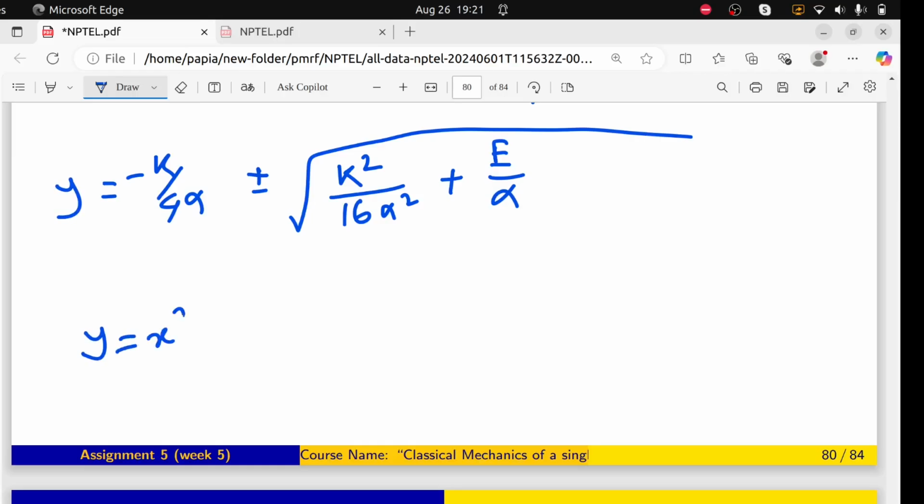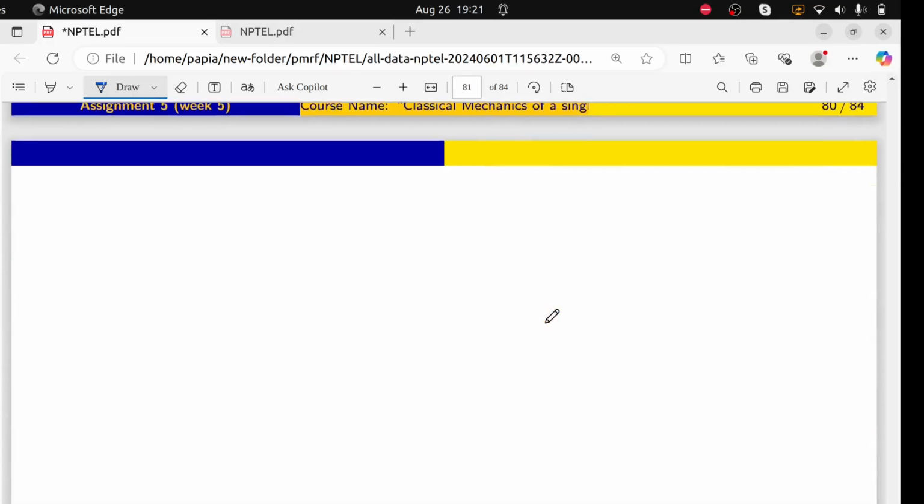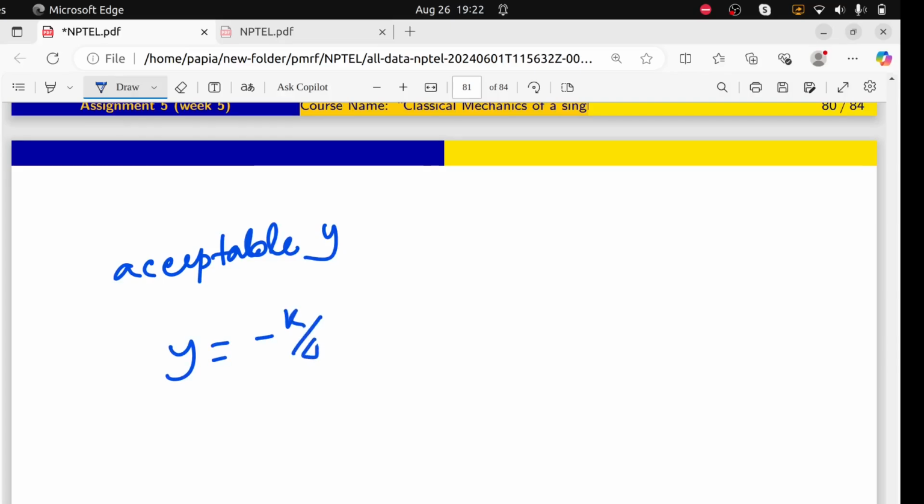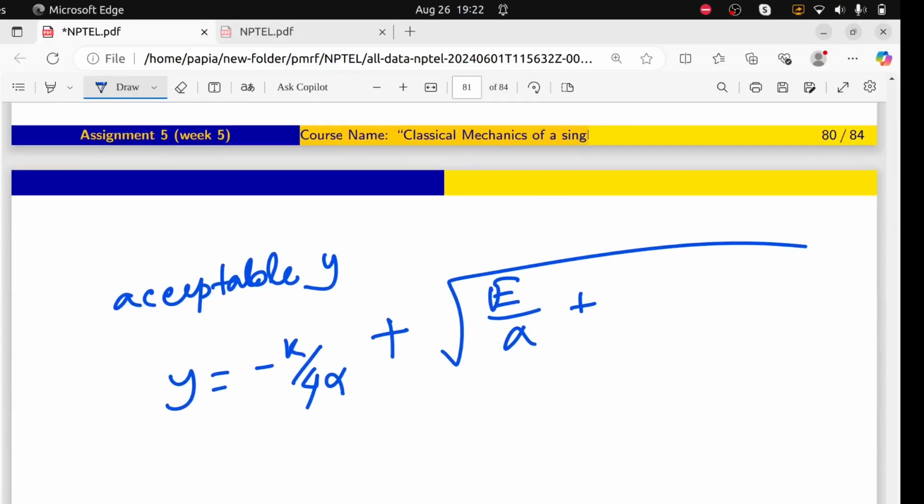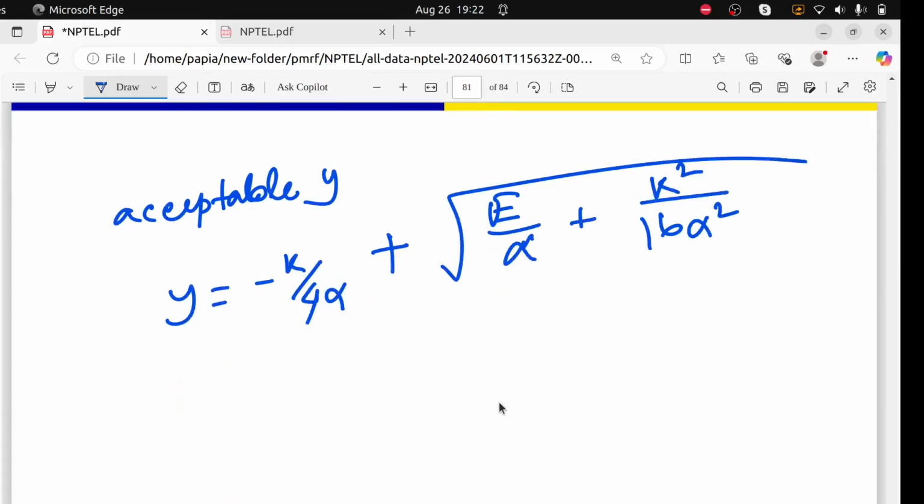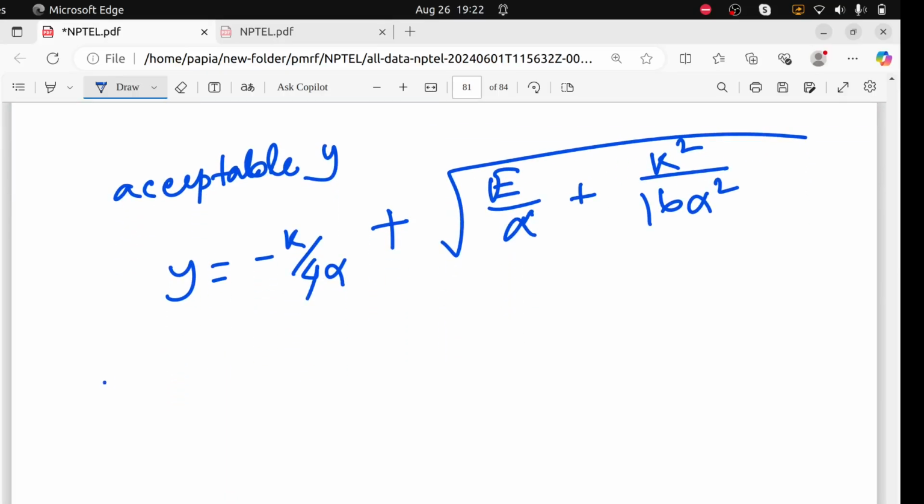Now y is what? y is x square. So that means we can take only the positive value, because if we are talking about the x value, then obviously it will not come as a negative value. So for acceptable y, y is minus k by 4 alpha plus root over E by alpha plus k square by 16 alpha square. This is my acceptable y. Now what is x? x is plus minus root over y.